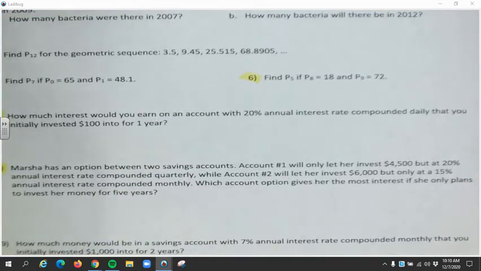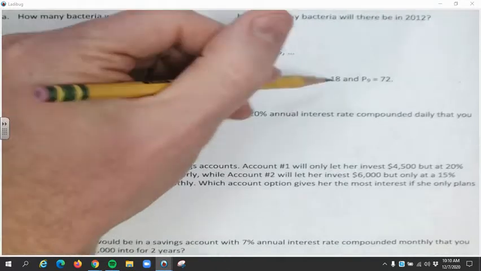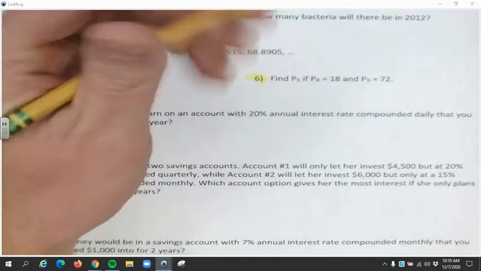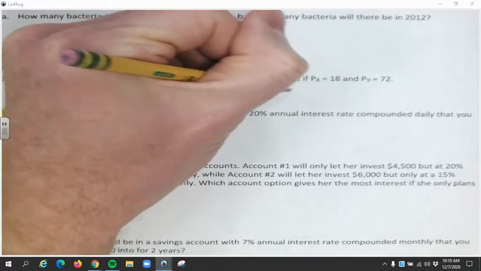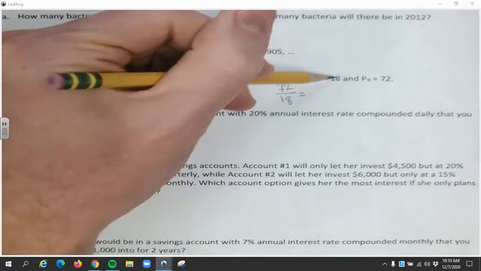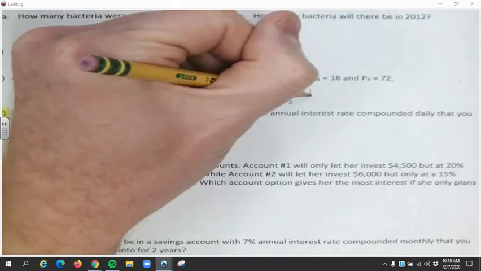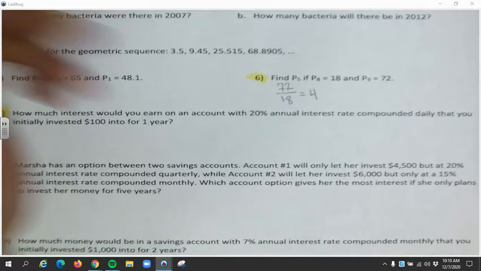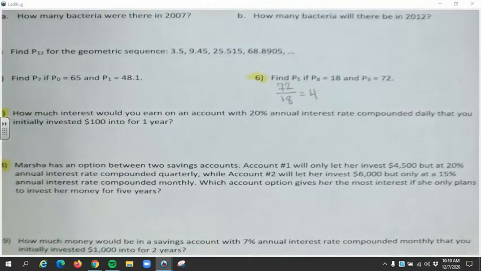First of all, I need to figure out what my rate is going to be. I don't know what my common ratio is going to be. So to figure out a common ratio, I'm going to take my 9th number, which is 72, and divide by the one before it, which is 18, because I don't know what 18 times what gives me 72. When I divide, I get 4. That tells me that 18 times 4 gives me 72. So my common ratio is 4.